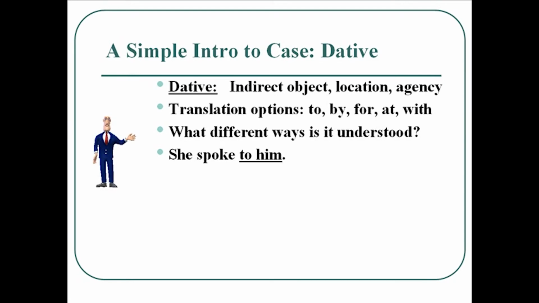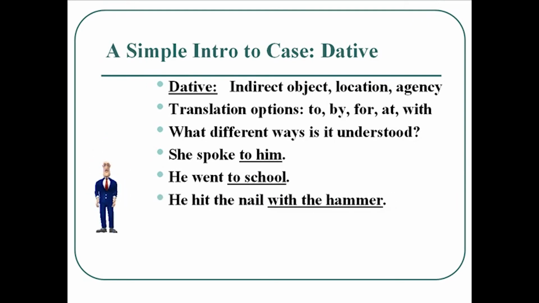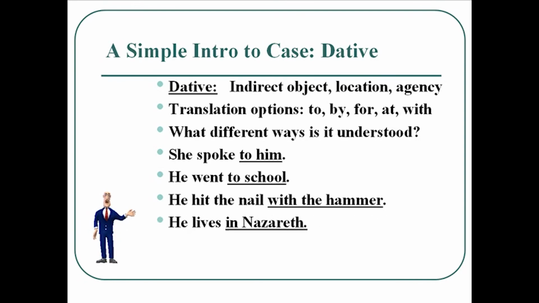Now, look at the different ways that it can be understood. For example, she spoke to him. To him here is the indirect object. She spoke to him. He went to school. To school specifies the location. He hit the nail with the hammer. With the hammer tells the agent or instrument that was used. He lives in Nazareth. In Nazareth tells location.